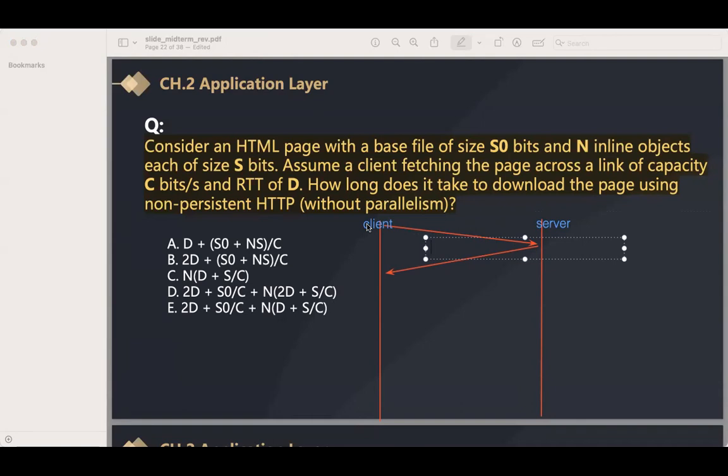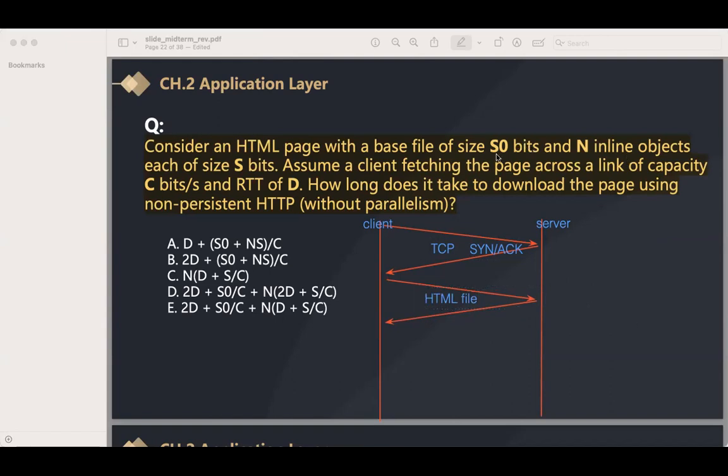So the first thing we need to do is to establish the TCP connection, right? So which is the SYN and ACK. And the next step is to get a file, request and response. And here is to get a file, the HTML file.